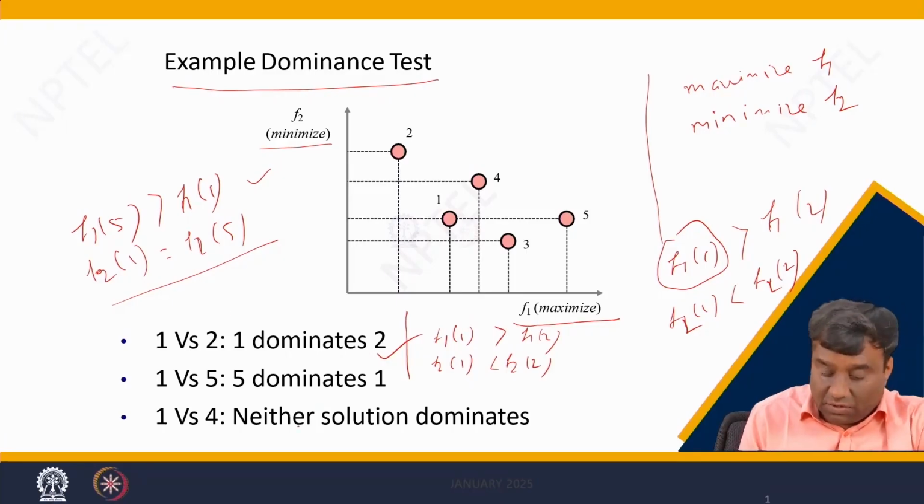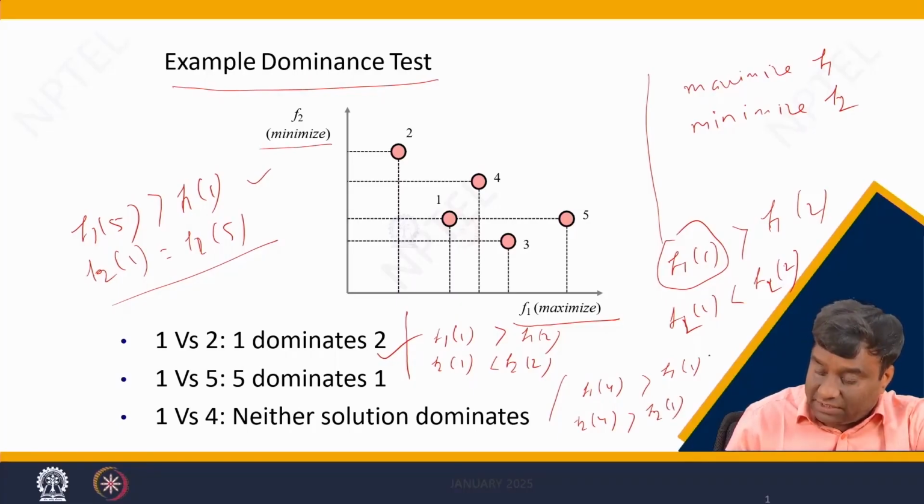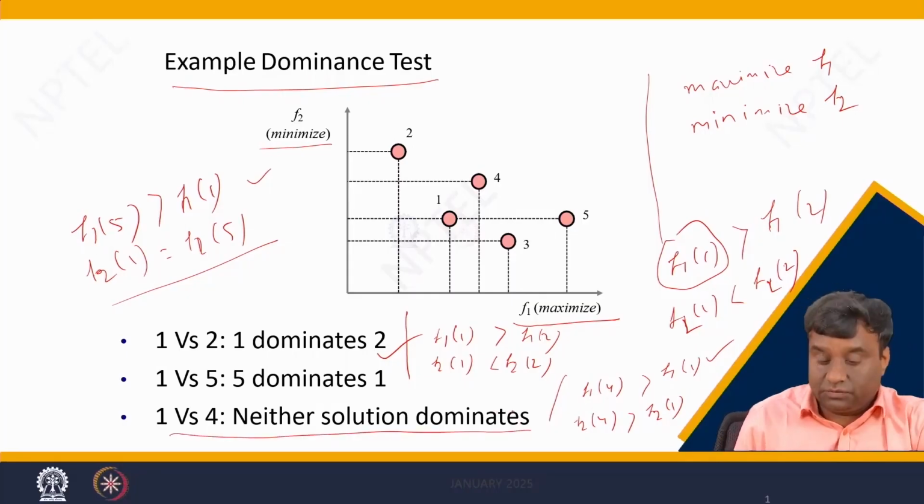Similarly for 1 and 4. Here you try to understand that F1 of 4 is greater than F1 of 1, and also F2 of 4 is greater than F2 of 1. So here it is maximized, but it is not minimized. So neither solution dominates the other. I'll tell you later how to test these things. So please try to understand the definition of dominance.